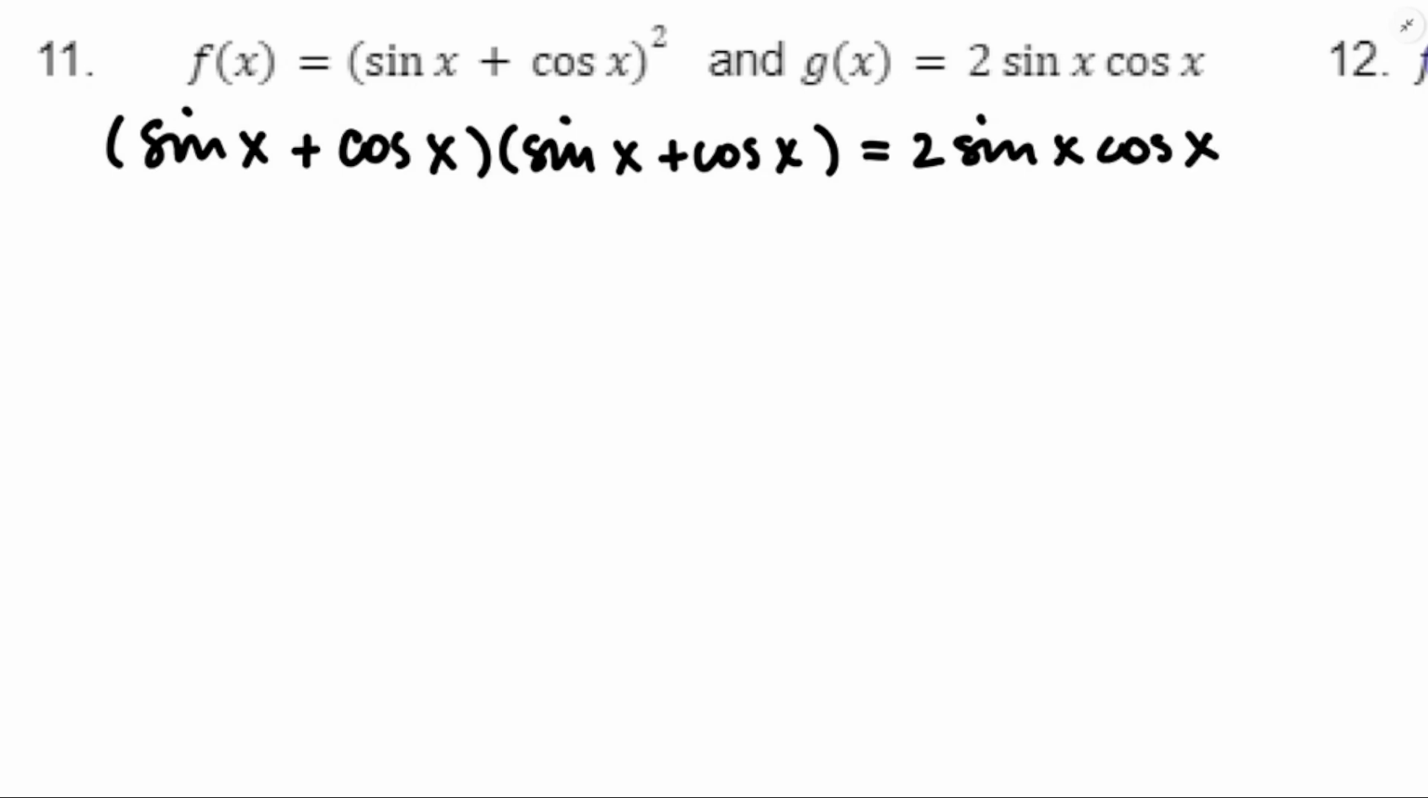I'm not sure where this one's headed. So what I'm saying is I'm going to do some FOIL, right? I'm going to multiply the first 2, and I'm going to get sine squared x. The outside 2 would be cosine squared x. Okay, I'm just going to block those off for now. Hopefully you see why.